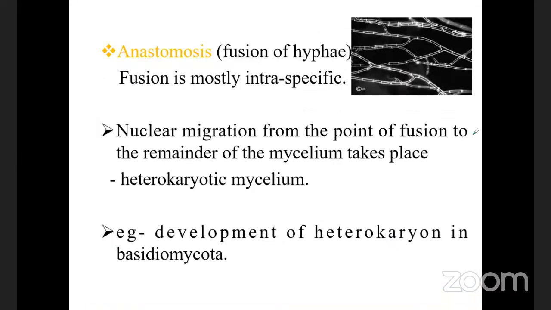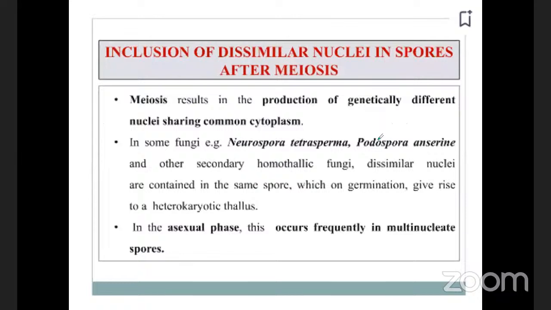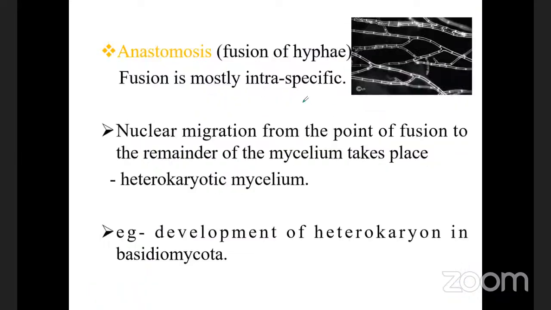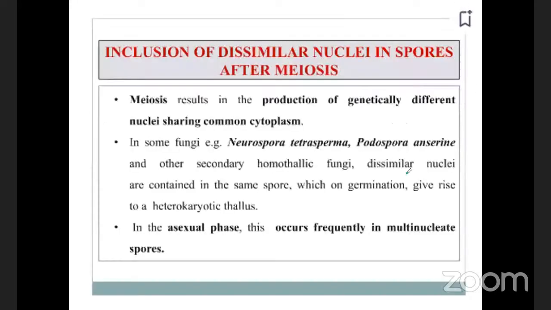See the fusion for dikaryotization and secondary mycelium formation, especially in the Basidiomycetes, by clamp connections. These form a bridge, exchanging the nucleus from one cell to the other cell through the clamp connection, instead of going directly, like an outer ring road. And then there is inclusion of dissimilar nuclei in spores after meiosis.